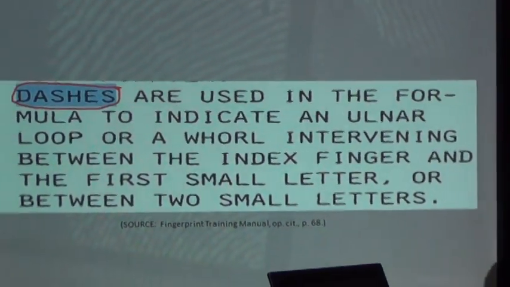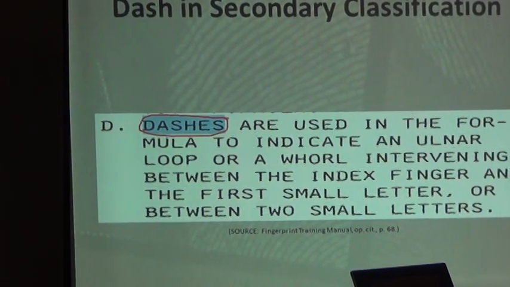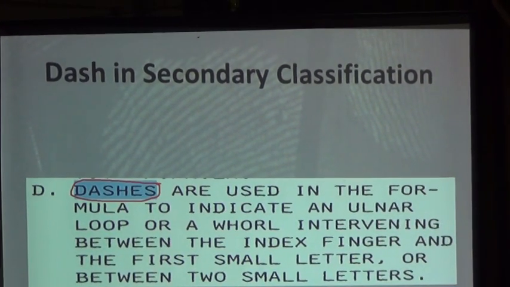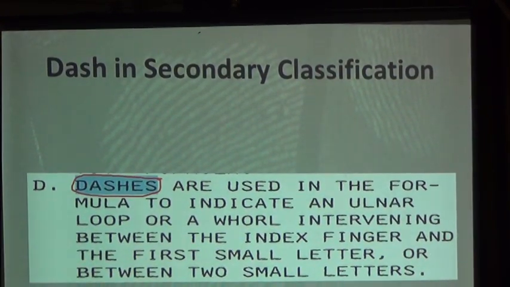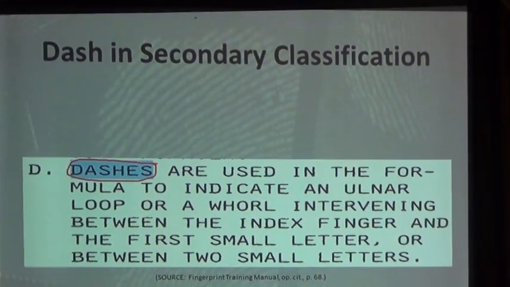And the same is true with the latest manual of the FBI. Dashes are used in the formula to indicate an honor loop for a word intervening between the index finger and the first small letter. See, that is in the secondary classification.